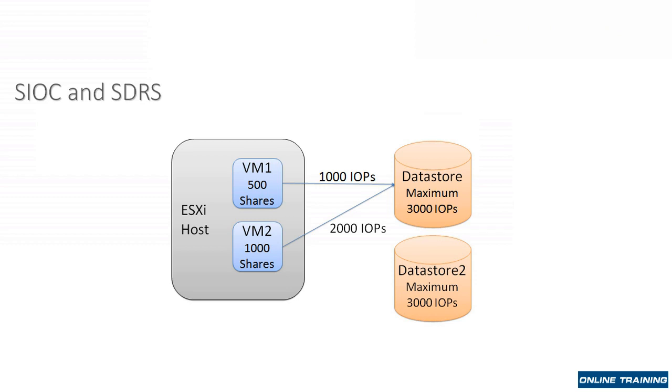So what storage DRS is going to do is it's going to monitor latency across a cluster of data stores. And if latency starts to get too high, it'll use storage vMotion to start moving virtual machines around from one data store to another. And by balancing out that workload, hopefully we don't even need to invoke storage I/O control. Hopefully the latency can be avoided altogether.